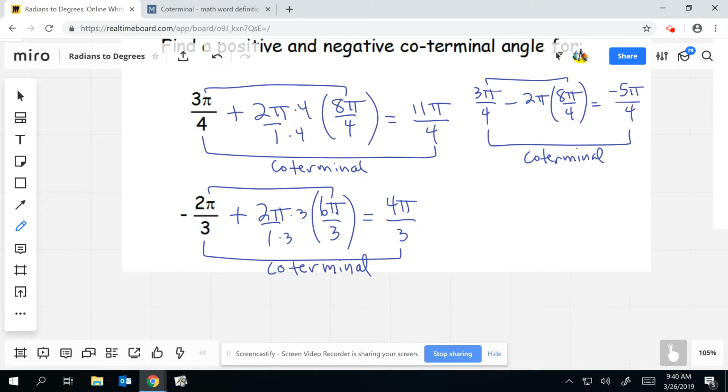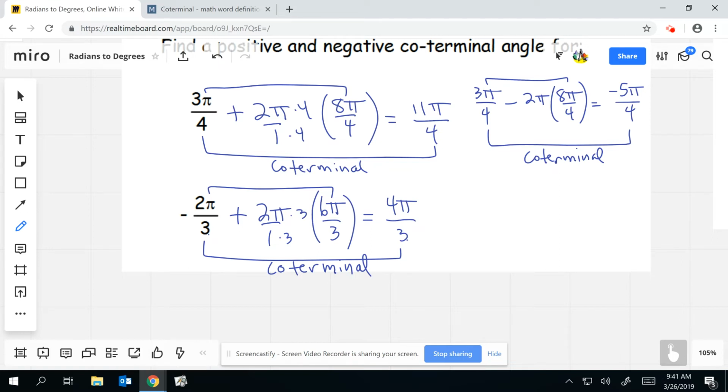Now, when we get to the unit circle, you're going to see where they are and how they look identical. You're going to see that this negative angle here, negative 2 pi over 3, will be in the same place as positive 4 pi over 3. They'll both start at 0 and they'll both end in the third quadrant.